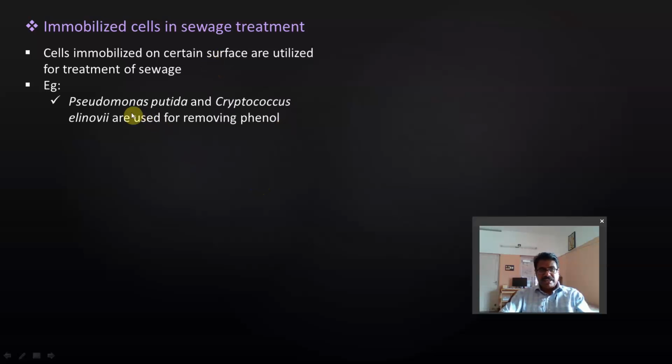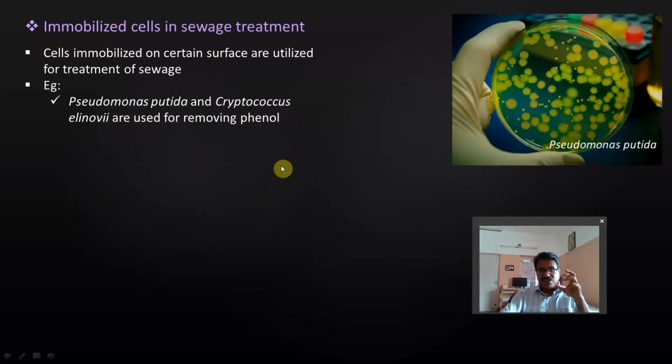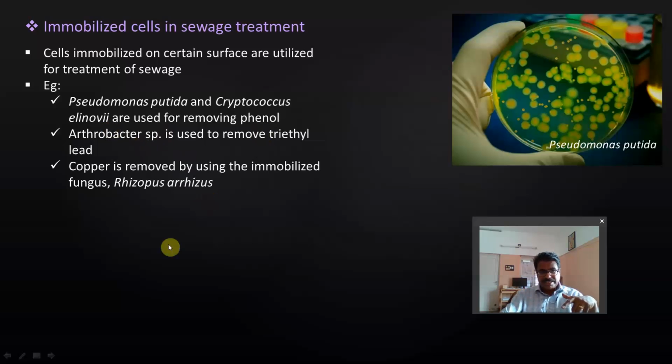For example, bacteria like Pseudomonas putida and Cryptococcus elinovii are used for removing phenol from sewage. Phenol is a toxic chemical that is present in sewage. So, to remove phenol, Pseudomonas bacterial species can be used, and also Arthrobacter species can be used to remove triethyl lead, which is very toxic. Triethyl lead can be removed using Arthrobacter bacterial species.